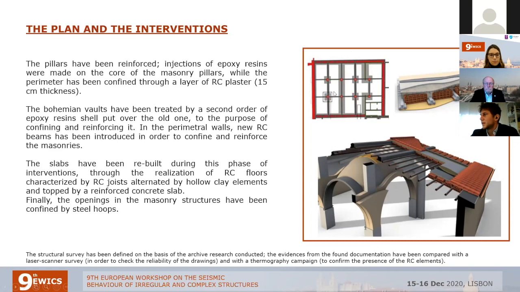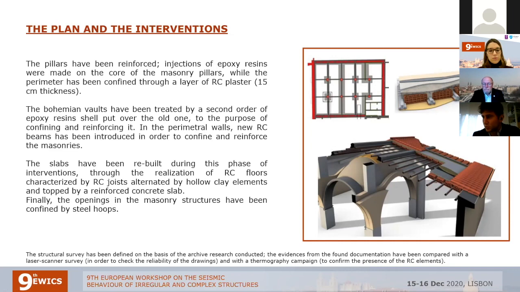The internal masonry pillars have been reinforced with injections of epoxy resins. Moreover, they have been confined with a layer of reinforced concrete plaster. The Bohemian vaults that are present on the upper level of the structure have been treated with epoxy resins. Moreover, in the perimeter walls, new reinforced concrete beams have been introduced in order to confine and reinforce the masonries. The slabs have been rebuilt during this period. And the openings in the masonry walls have been confined by steel hoops.